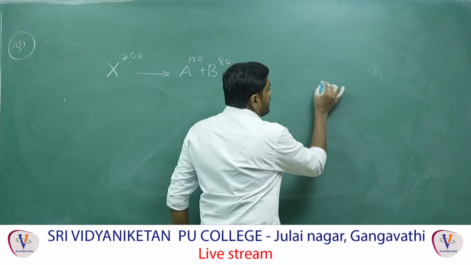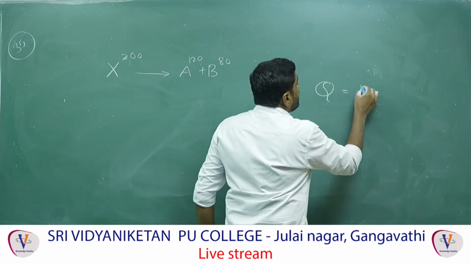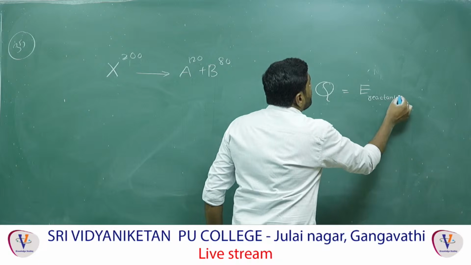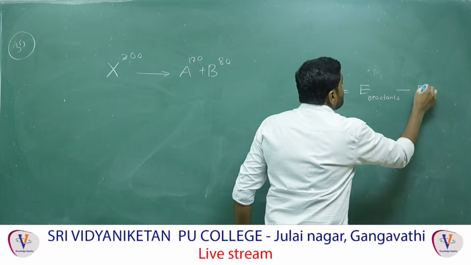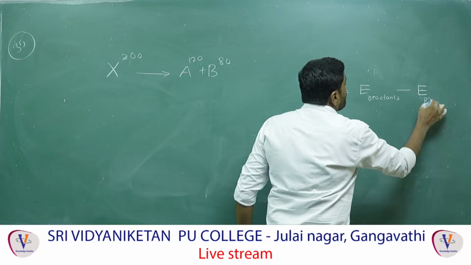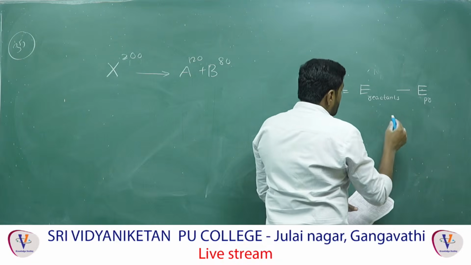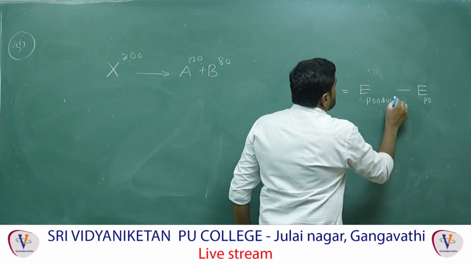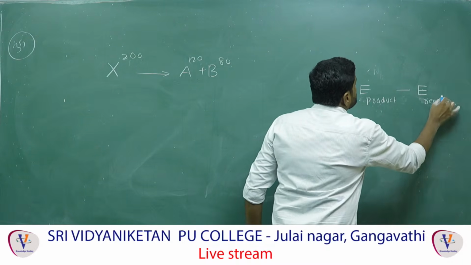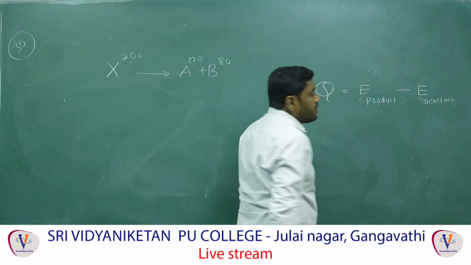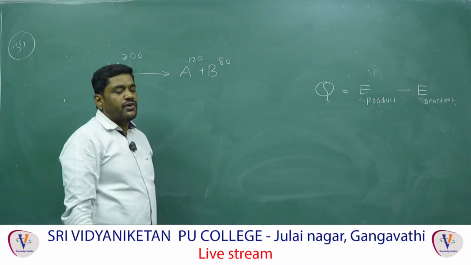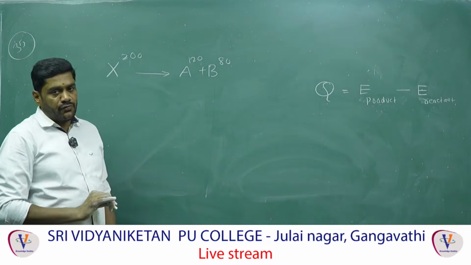So the energy released Q is equal to the total energy of the products minus the total energy of the reactants. Sorry, this is the products, and this is the reactants, meaning those which are participating as reactants and those which are produced as products. First of all, what we have to find out? We have to find out the energy of each one.